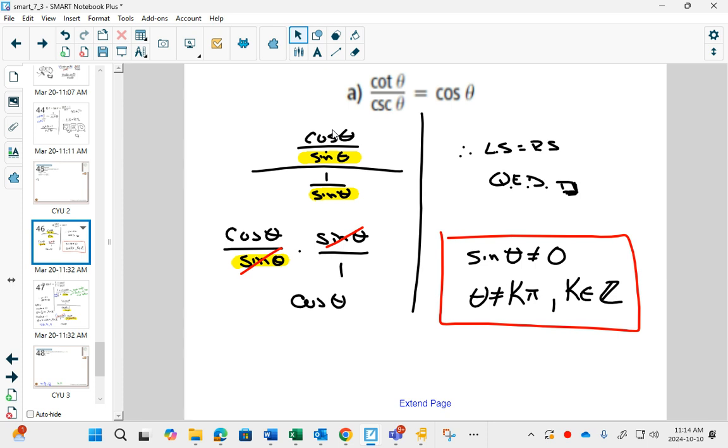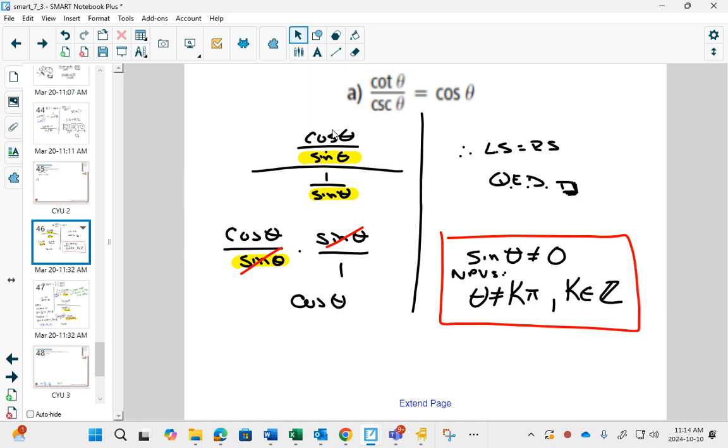So then I ask myself, well, when is sine theta equal to 0? We listed our zeros in chapter 6, right? They were k pi, where k was an integer. So now the non-permissible values are that theta can't equal k pi, where k is an integer. Because all of those would cause you to divide by 0.